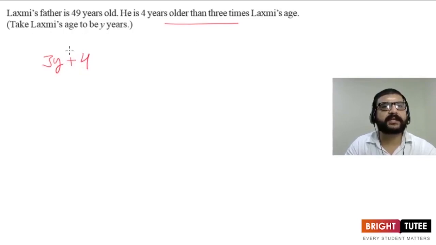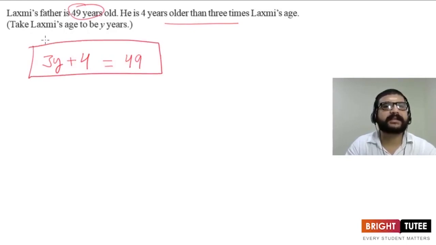So this becomes 3y plus 4. This is the age of Lakshmi's father, and it is given as 49 years here. So this will be equal to 49. So this is the equation which is representing the given statement, which was: Lakshmi's father is 49 years old. He is 4 years older than 3 times Lakshmi's age.